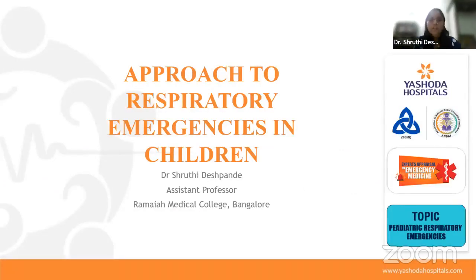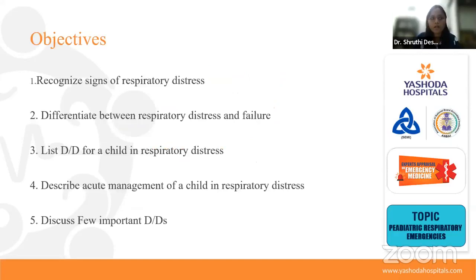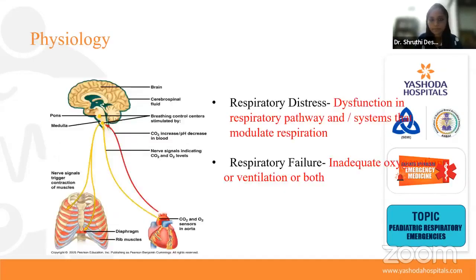Sorry about that. So we'll be talking on how to approach a pediatric patient with a respiratory emergency. By the end of the session, we want to clarify the signs of respiratory distress in a pediatric patient. You need to differentiate between a child with respiratory distress and failure. List some of the differential diagnoses of a child presenting to the emergency with respiratory distress, and a few important DDs we would like to discuss.